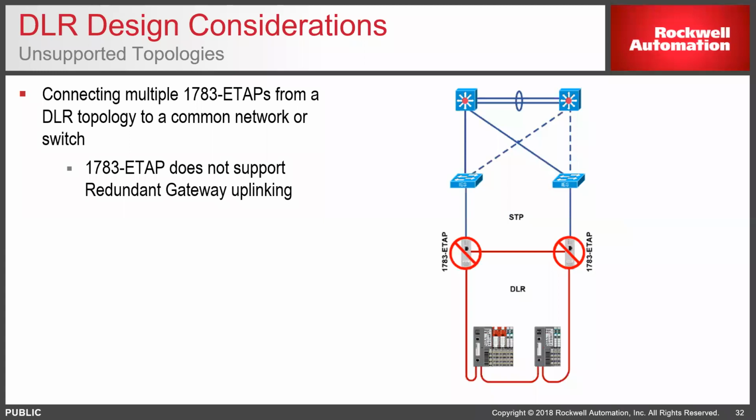Similarly, the DLR, you can come out through an ETAP up to the network. What isn't supported is using two ETAPs to try to create that redundant gateway uplink. We can do redundant gateway with the 5400s, but we cannot do it with an ETAP functionality. So to make this be a valid system, you would remove one of the ETAPs from the uplink, from it having an uplink to the switches.